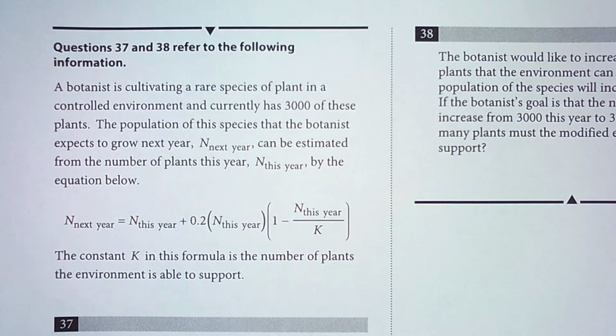A botanist is cultivating a rare species of plant in a controlled environment, and currently has 3,000 of these plants. The population of this species that the botanist expects to grow next year, that's N sub next year, can be estimated from the number of plants this year, that's N sub this year, by the equation below. The constant K in this formula is the number of plants the environment is able to support.